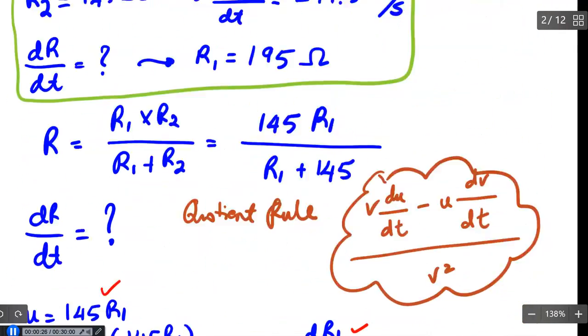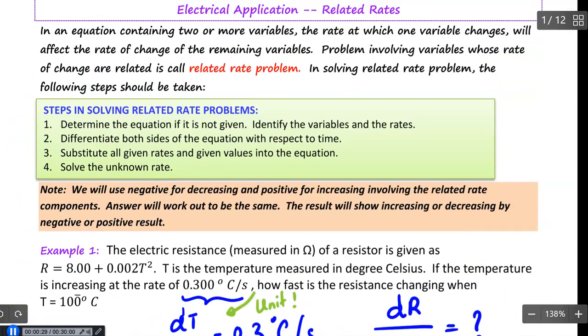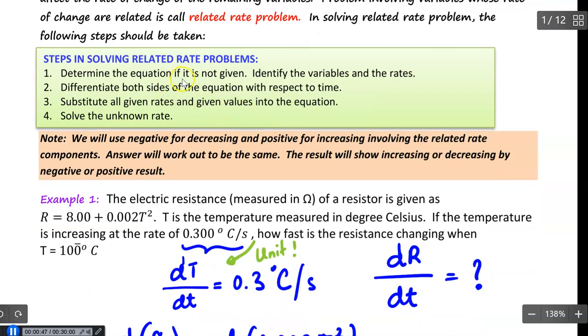In the previous video, we talked about related rates and how all of these apply to our electronics problems. So if we solve a related rate problem, we need to determine the equation if it's not given to us. We need to identify the variables and the rates. We differentiate both sides of the equation with respect to time. And then we substitute all given rates and given values into the equation. Then we solve for the unknown.